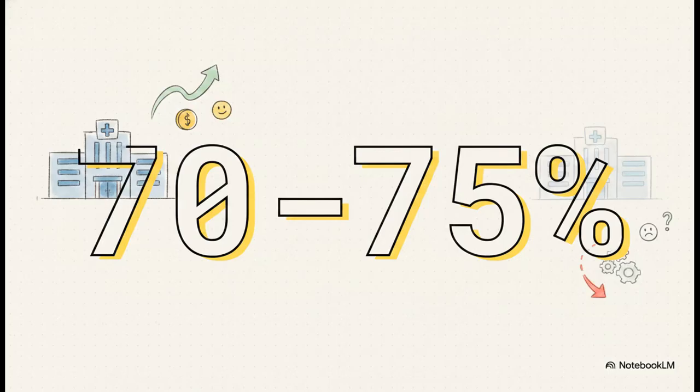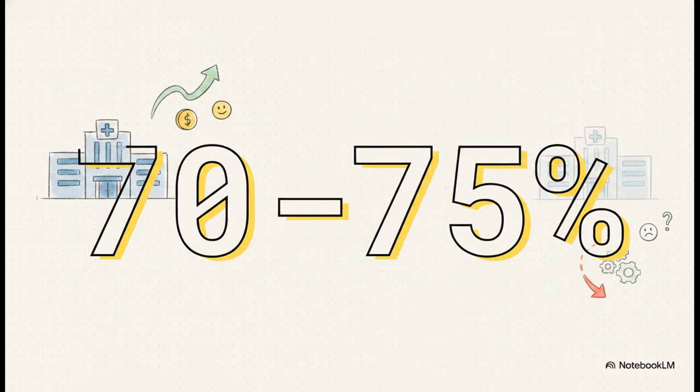So you're probably wondering, what does this look like in the real world? What's the target? Well, it's right around 70 to 75%. That right there is the magic occupancy rate for a mature, highly profitable hospital. If they're consistently hitting that range, their operating leverage is perfectly dialed in.